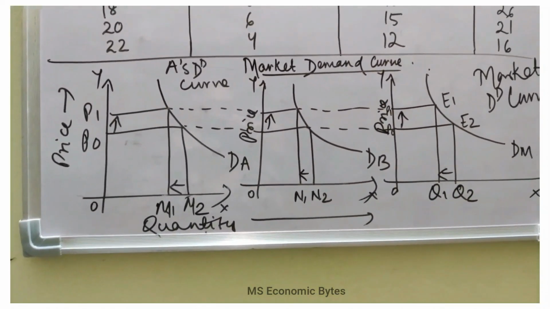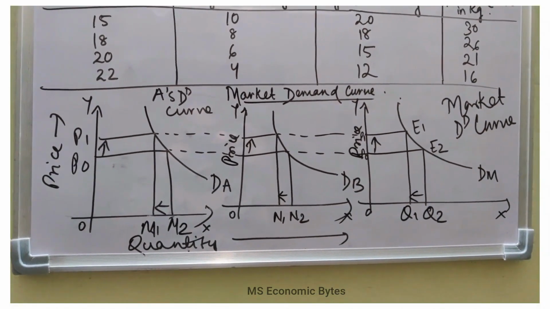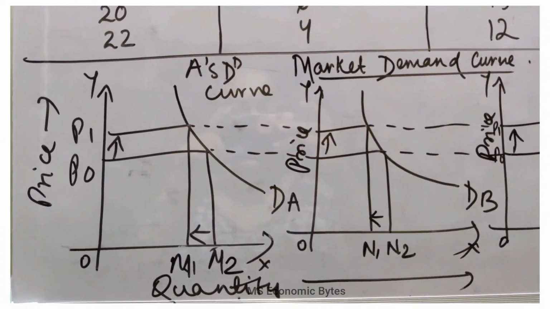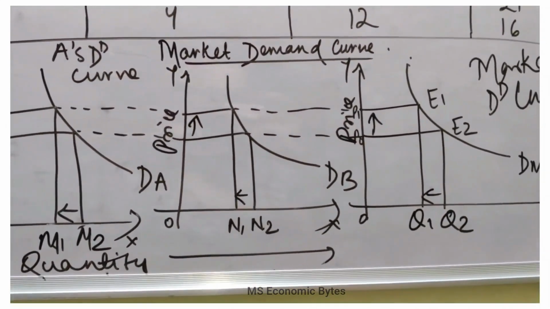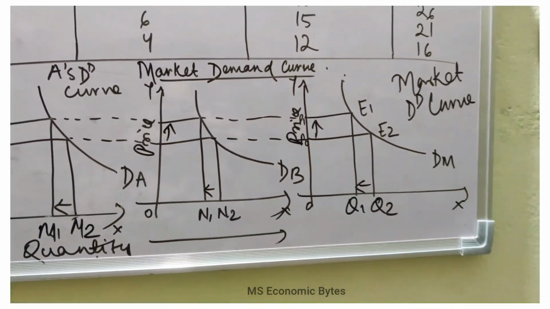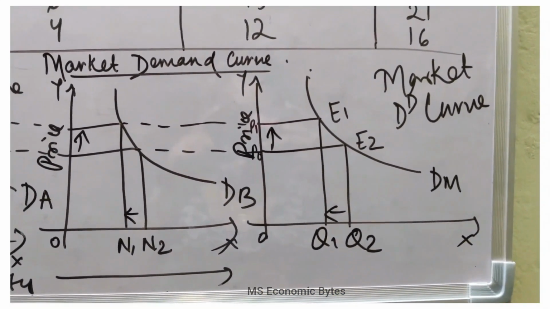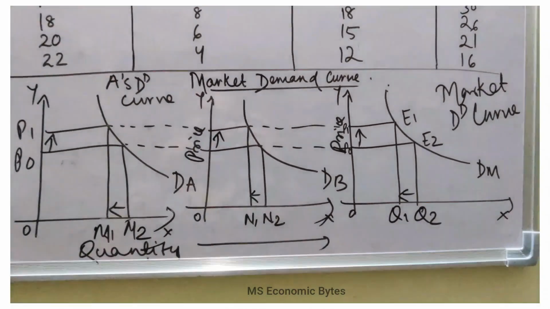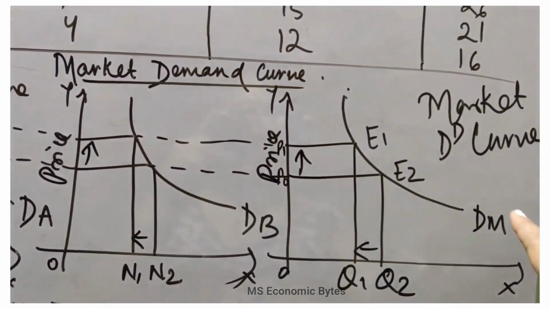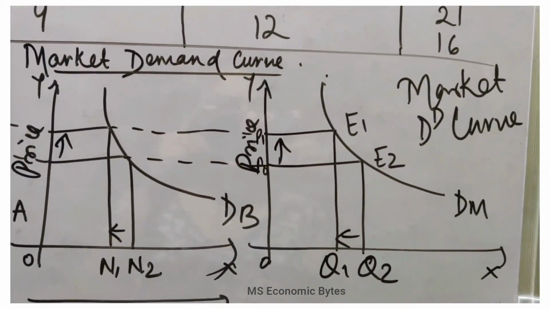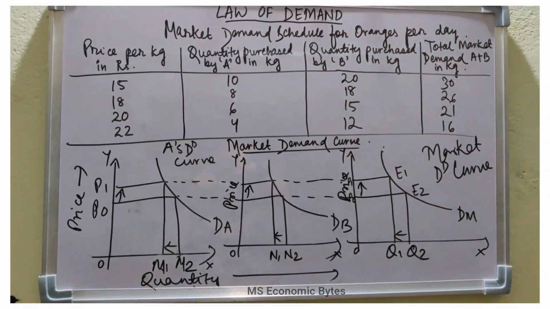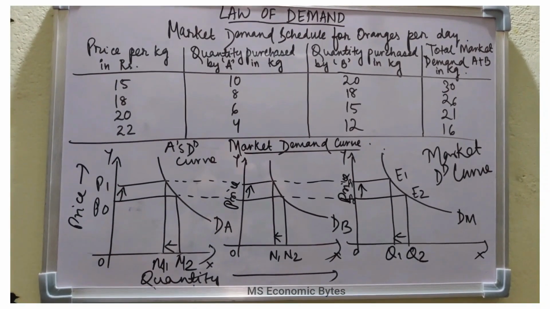Now, suppose the price increases from OP0 to OP1, then A's demand falls from OM2 to OM1. Similarly, B's demand falls from ON2 to ON1 and the total market demand falls from OQ2 to OQ1. By joining the equilibrium points E2 and E1, we get the total market demand curve. So it is clear that the law of demand states an inverse relationship between quantity demanded of a commodity and its price. Thank you.